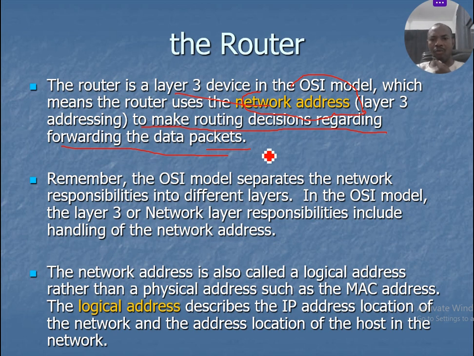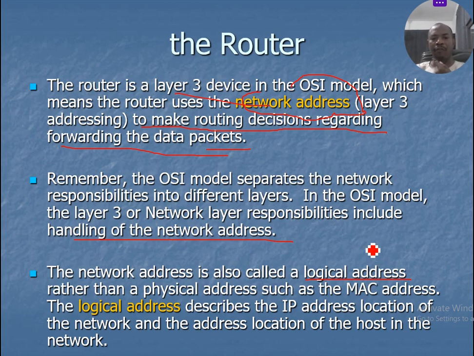Now, the OSI model, as you know, separates responsibilities into different layers. In the OSI model that we studied in chapter 1, you recall that layer 3, the network layer, has as one of its responsibilities handling the network addresses. That's one of its big jobs: to handle the network addresses of the local area network. The network address is also called the logical address.